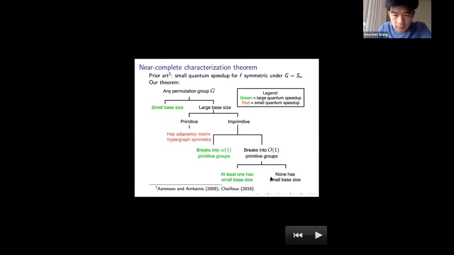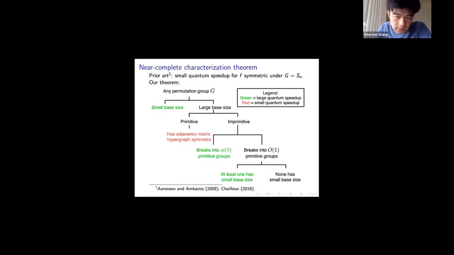There are two salient points of this flowchart that I want to highlight. The first is that it is complete for primitive permutation groups, for which the quantum speedup is entirely characterized by the base size. If the base size is small, then there can be a large quantum speedup. If the base size is big, there can only be a small quantum speedup. The second thing I want to highlight is that in the red part of this flowchart, we actually prove that R is of order Q^{3p} for p-uniform hypergraph symmetries in the adjacency matrix model.